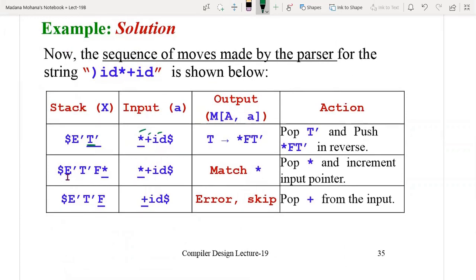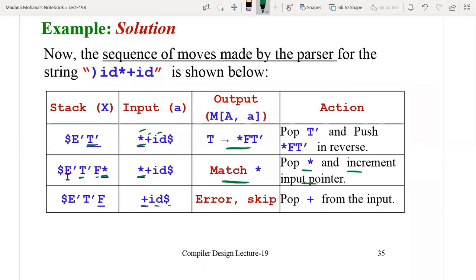Now again you can check T dash on star. We have the production T dash goes to star FT dash. So pop T dash, then push star F T dash in reverse. Then this will become T dash F star. Now the current top contains star, and the input is also star. So matching. Match star means pop star and increment the input pointer. Then the stack becomes dollar E dash T dash F. Now the remaining input is plus ID dollar.